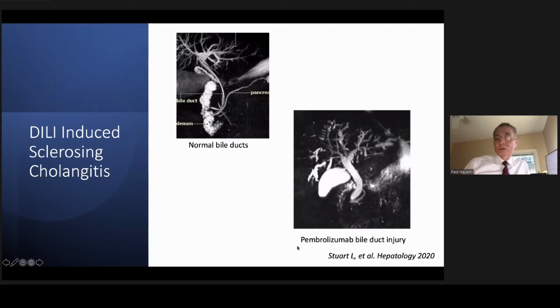Very smooth, very tapered, and no issues with blockages. If you compare, this is pembrolizumab that caused bile duct injury. And this is actually a classic picture of what we call idiopathic sclerosing cholangitis. As you can see, there's a lot of stricturing, there's upstream dilation because the bile can't get through, in a very diseased biliary system. The problem here is the latency is fairly long, and this is a cholestatic injury, and it's unclear to us what the natural course of this problem will be.